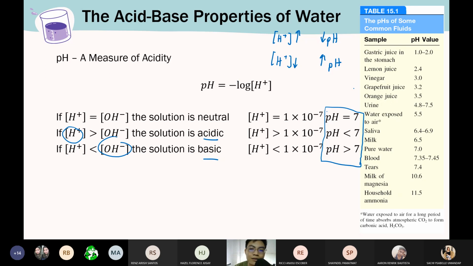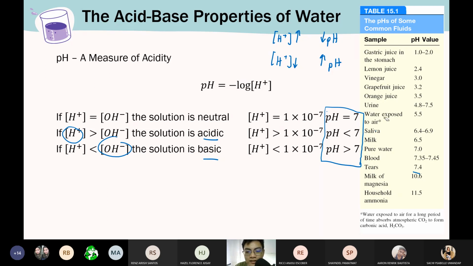Okay? And as you can see here on the table on the right side, we have different pHs for some common fluids at home. Pwede nyo ito gawin sa experiment nyo. For example, lemon juice has a pH of 2.4, so acidic yan. While yung ating ammonia, yung mabaho na pinapaamoy pag nahihilo, has a pH value of 11.5, meaning it's a base. O yung luha pala natin, basic pala siya.